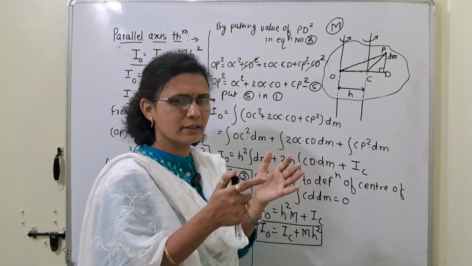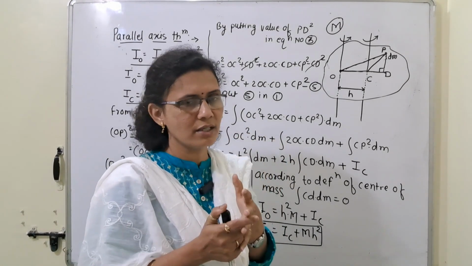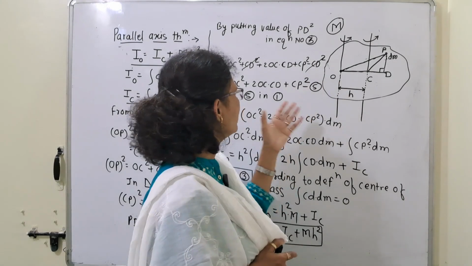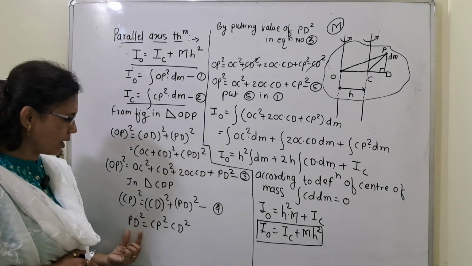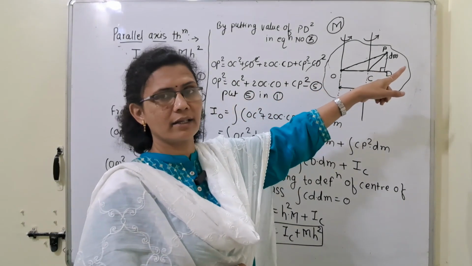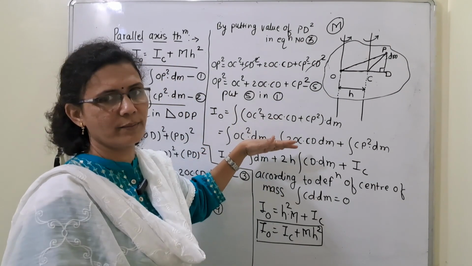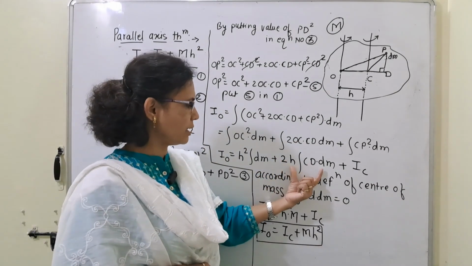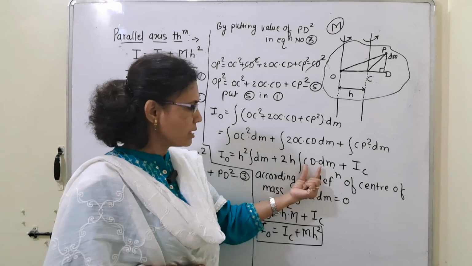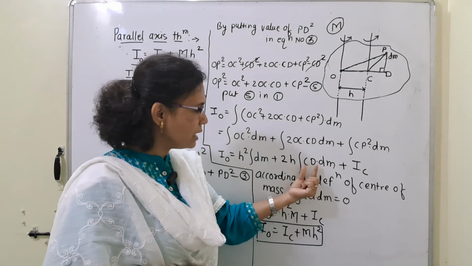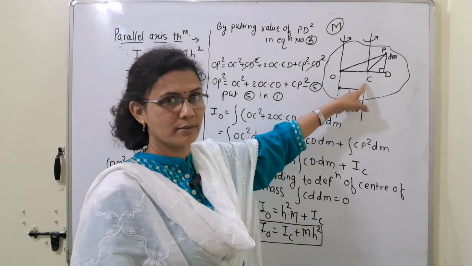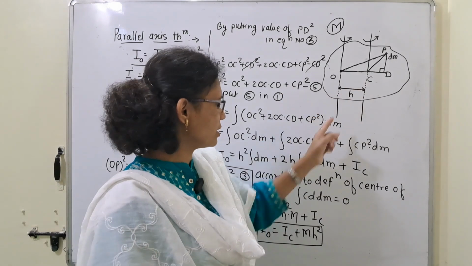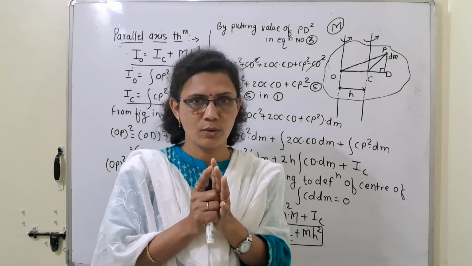For that, the next part is very easy. You have to consider only the 2 right angle triangles and Pythagoras theorem, and putting the value of that PD square from the second right angle triangle you will get your solution. But at that time, again I repeat, you have to write the explanation for this term, that is 2h integration of CD dm. This CD distance is from the center of mass. So according to definition of center of mass, this integration CD into dm will become 0.